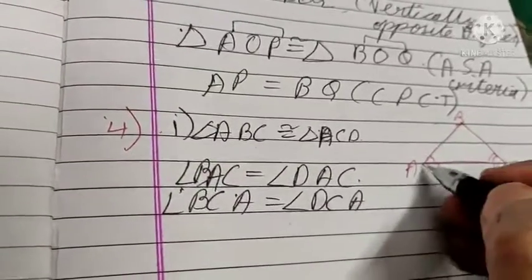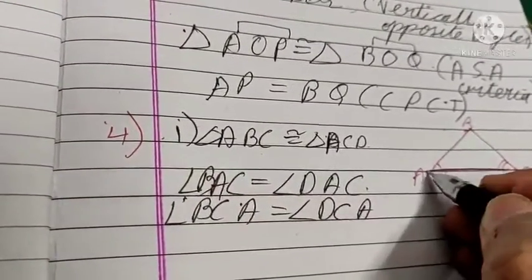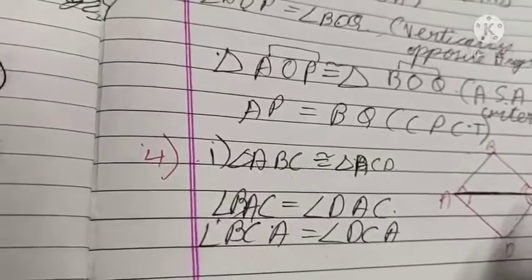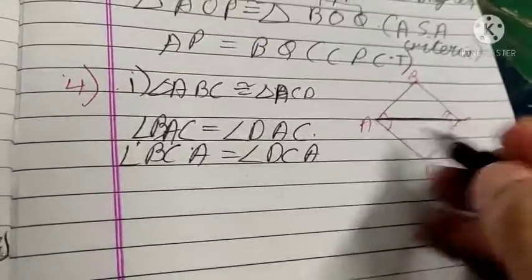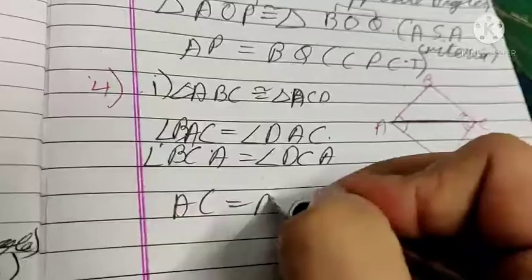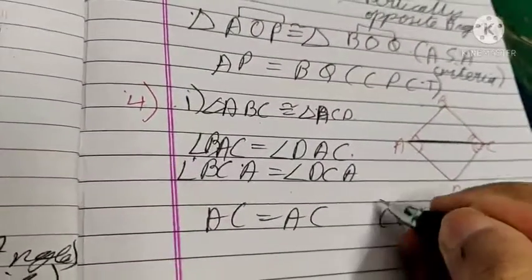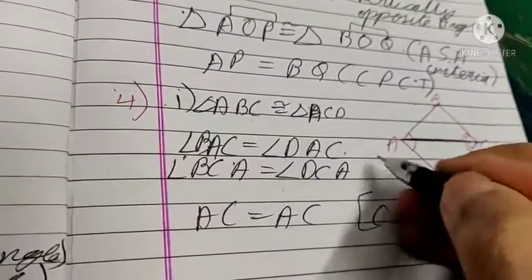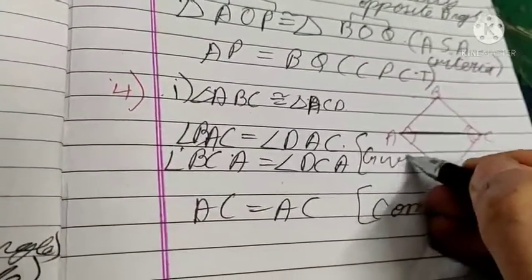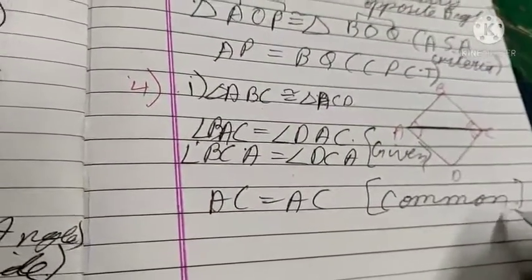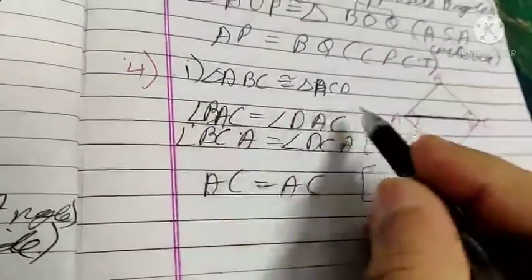Okay, and if we see in both the triangles, this AC line is common in both the triangles. This AC equals to AC, common. Okay, we have got three things. This is given and these two are common. So now we have to prove ABC is congruent to ADC.